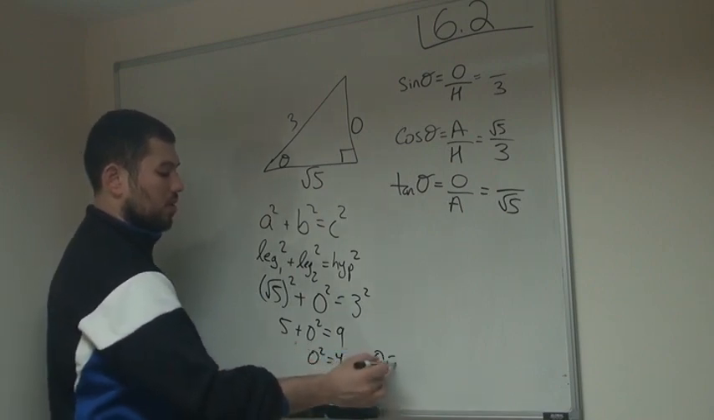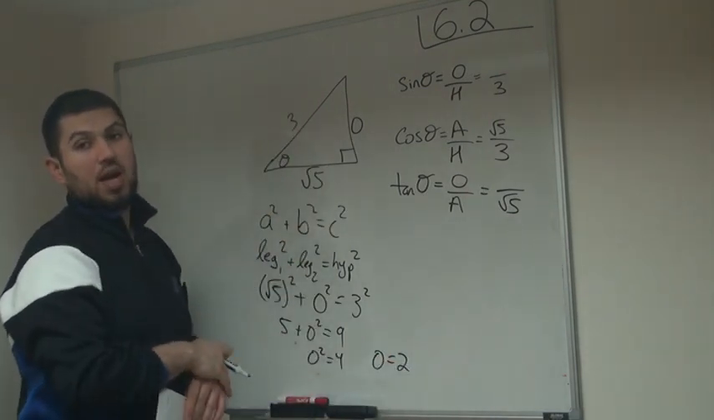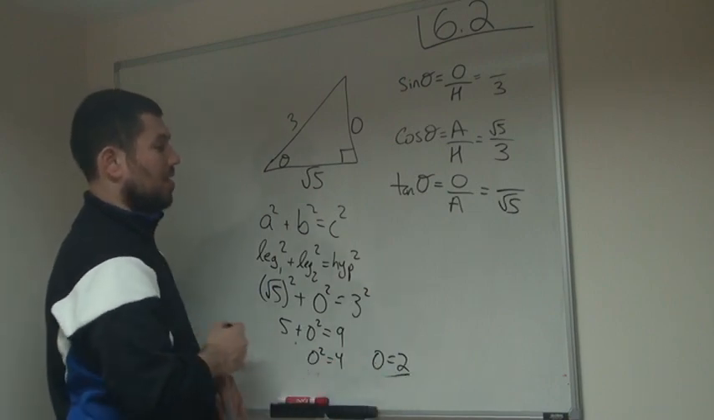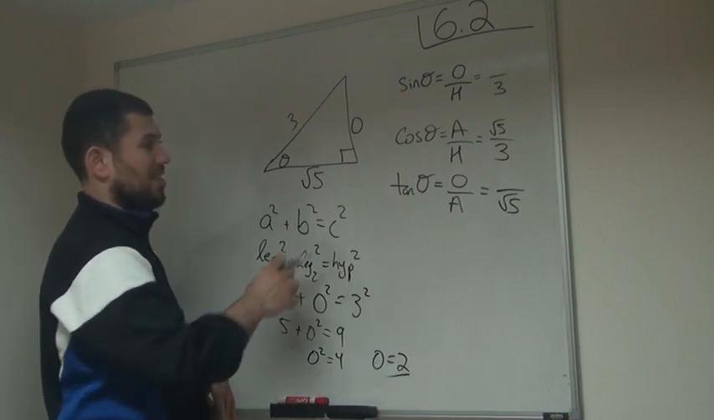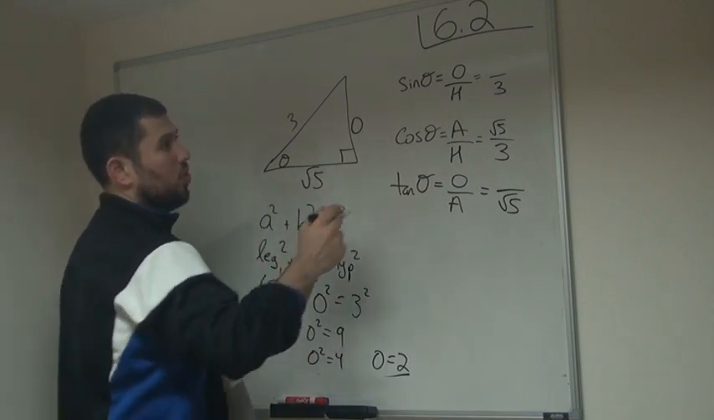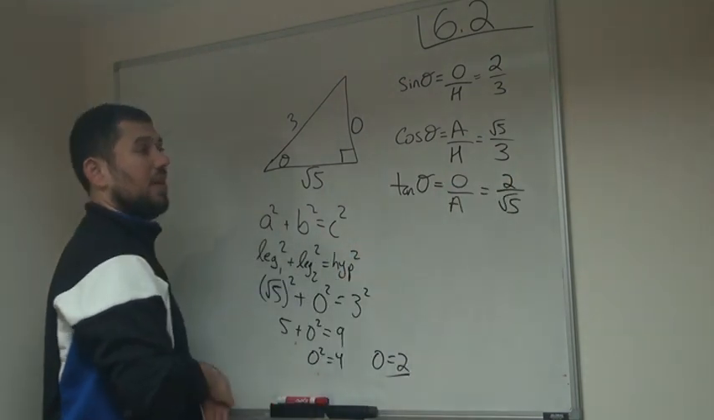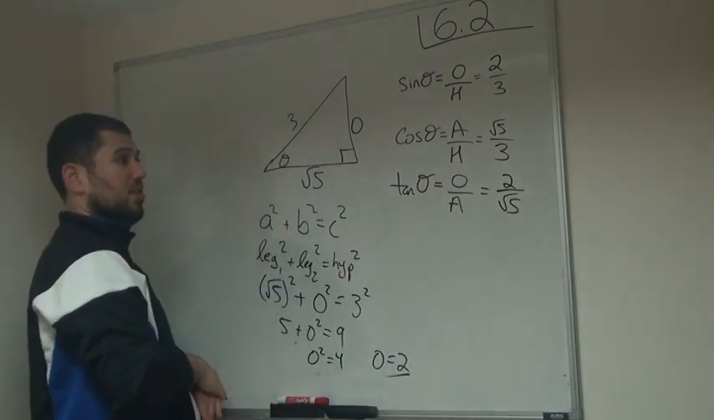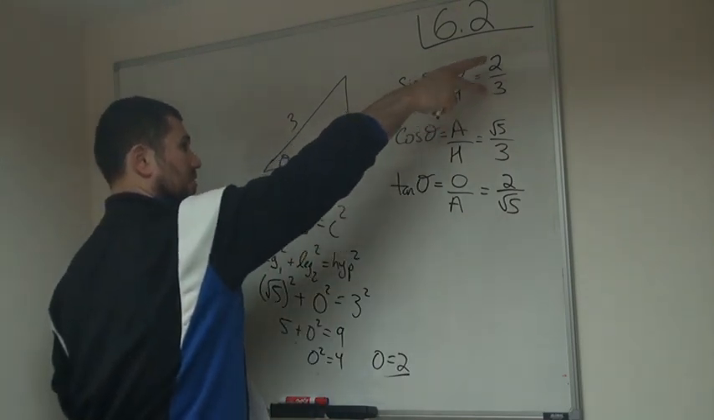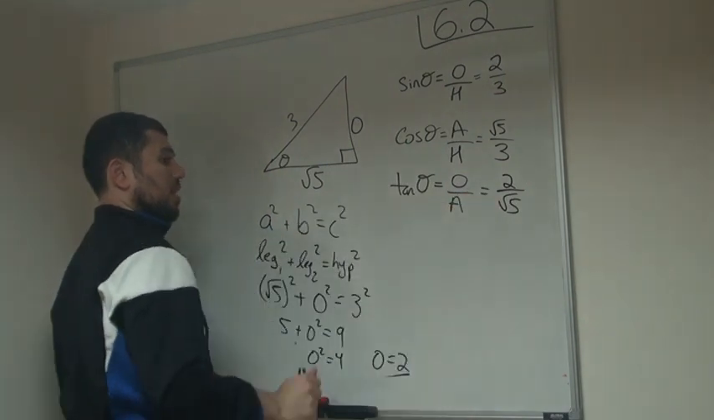So o is 2. It's positive or negative 2, but the side length of a triangle cannot be a negative length. So not positive and negative 2, I have side lengths of 2, root 5, and 3. So the opposite side is 2. Great, I now have the sine, cosine, and tangent. If I wanted the reciprocal functions, I can flip this for cosecant, flip this for secant, and flip that for cotangent.